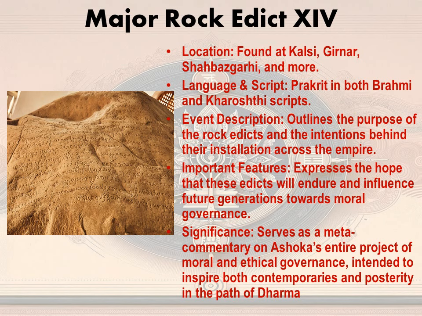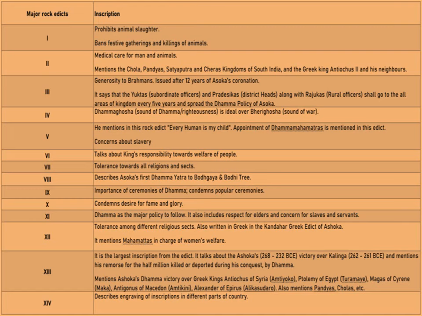So, this is an edict where directions are given to future generations of how they will lead their lives or how they will run their government based on the principles of Dhamma. Here is a summary of the main points of all the 14 rock edicts. You can take a screenshot of this and this will help you a lot to remember the basic principles of all the rock edicts. So Rock Edict 1 prohibits animal slaughter, bans festive gatherings and killing of animals.